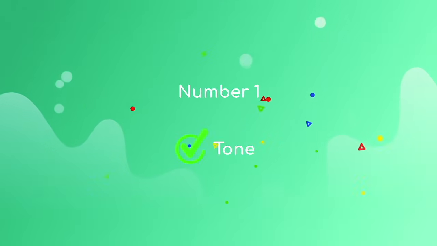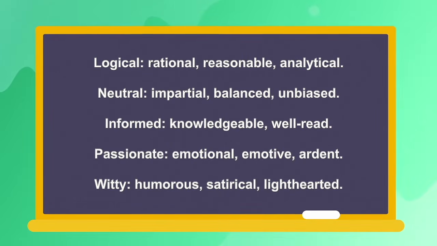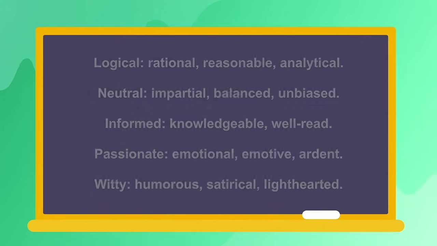Number 1. Tone. The final persuasive technique is tone. Checking the tone throughout the text can help evaluate whether you have maintained focus or whether you have included parts that don't quite fit. These 5 examples may help you discover what tone you have created for your writing.